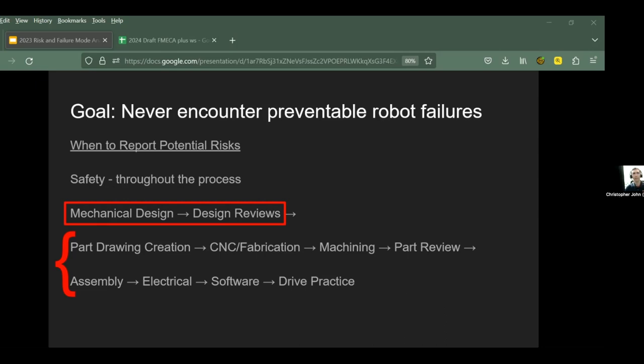Not wearing proper equipment during machining, such as safety glasses, maybe even earplugs, depending. That's a risk. It's a personal safety risk. What other kind of risks do we have? Designing a part that we can't manufacture. Running new software that could break newly assembled features. That would be bad.